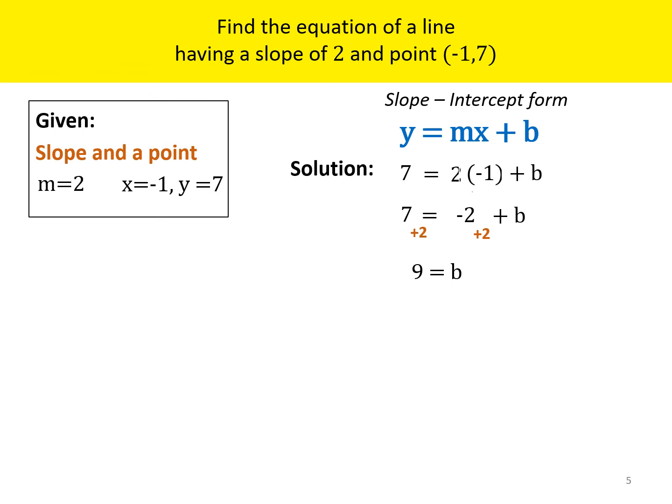But notice we now have the slope and we have the y-intercept. So we can write the correct equation for this line in the form, which would be y equals 2x plus 9. And you've written the equation for this line. The end of the video.